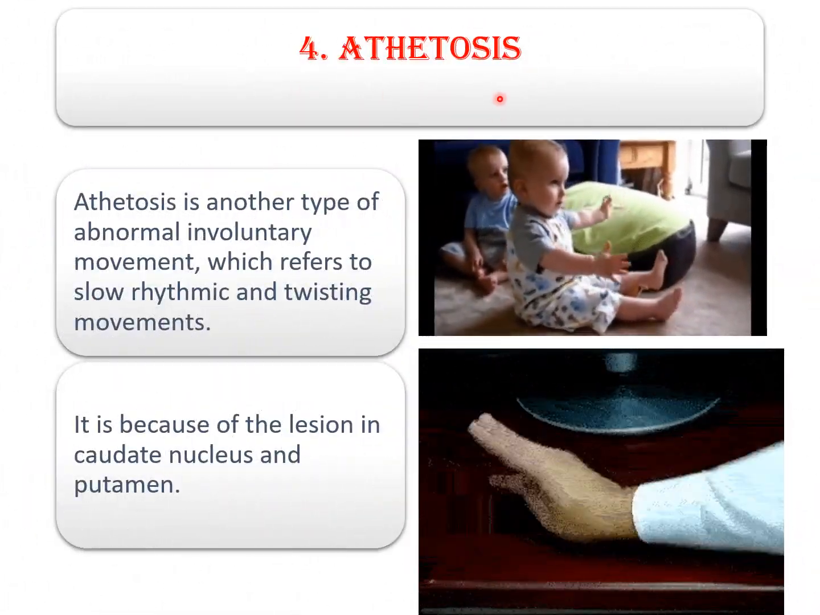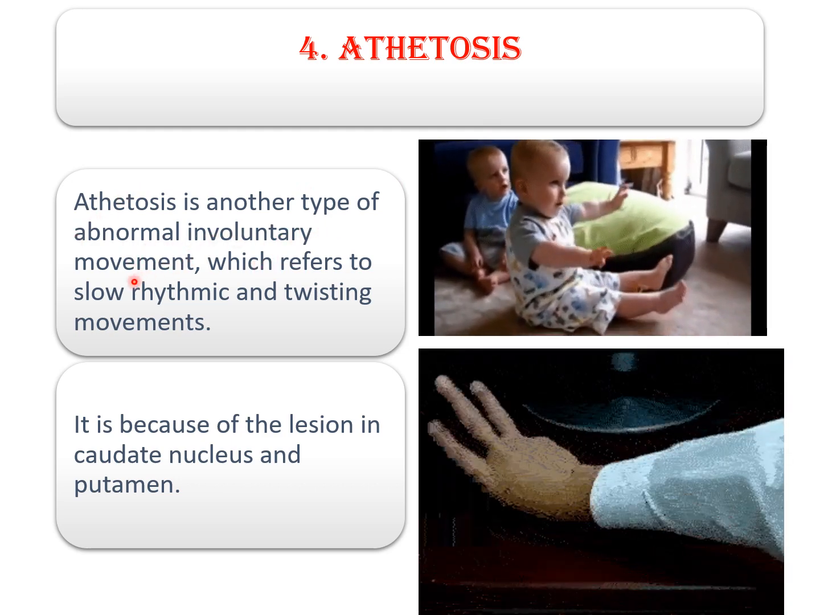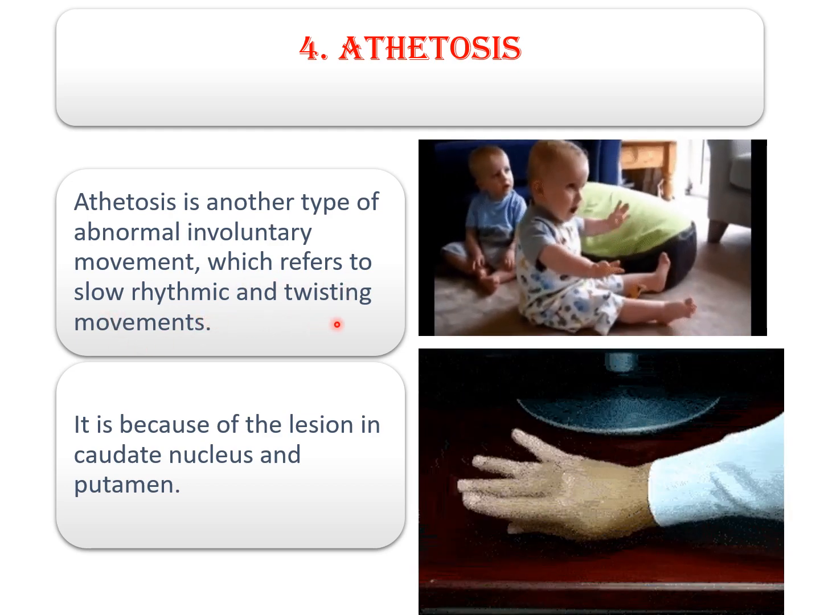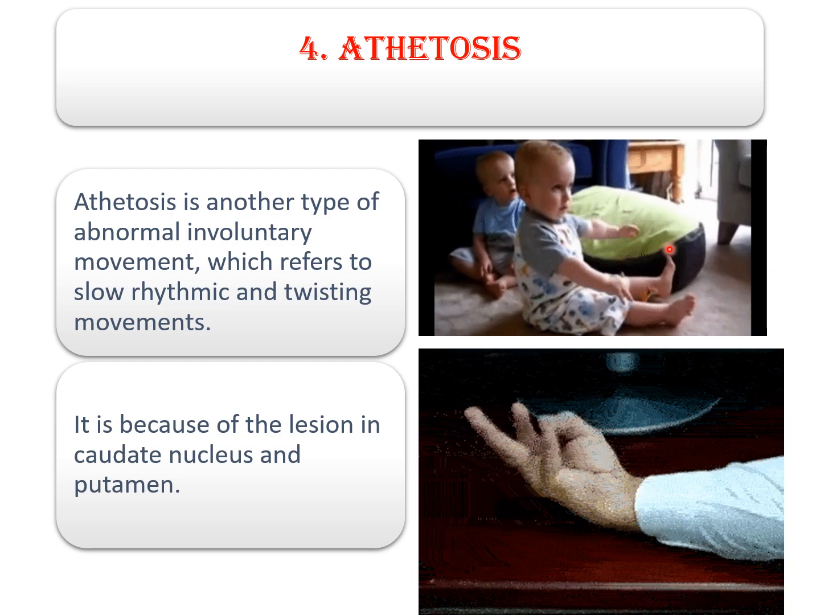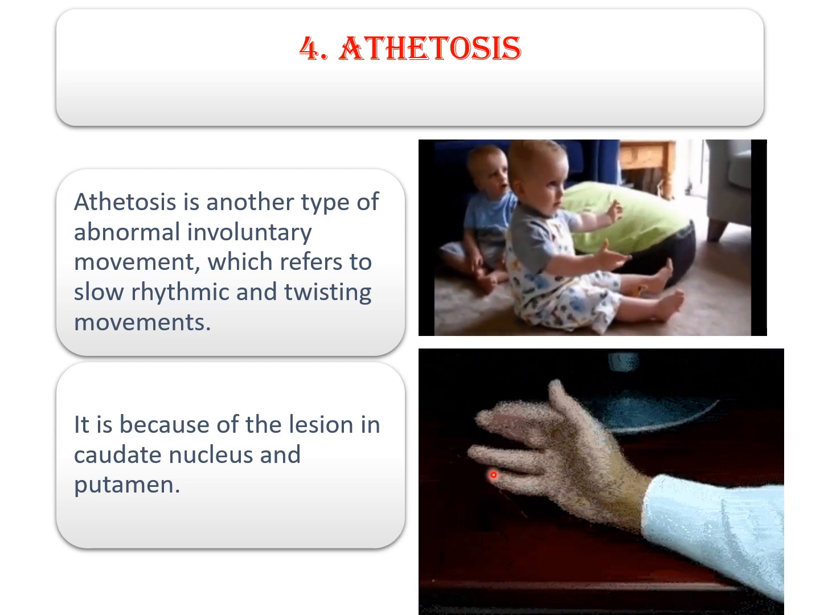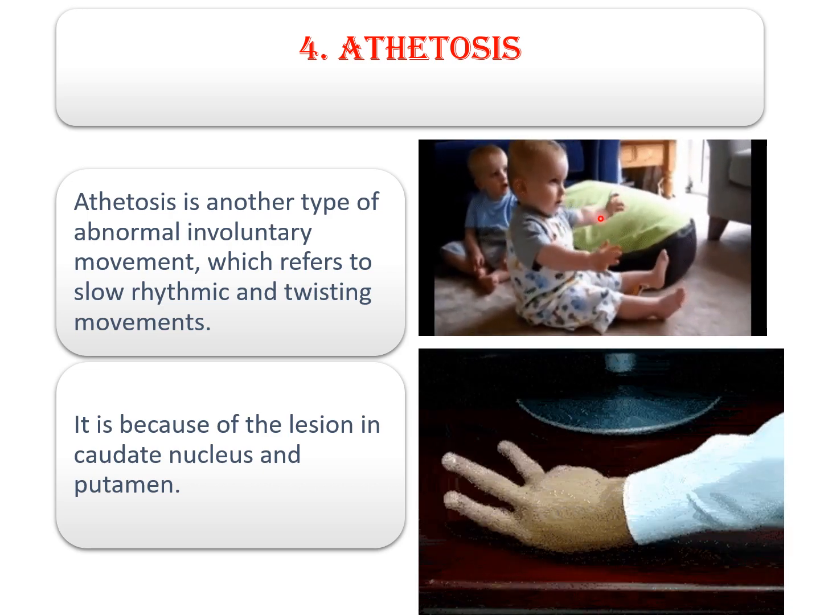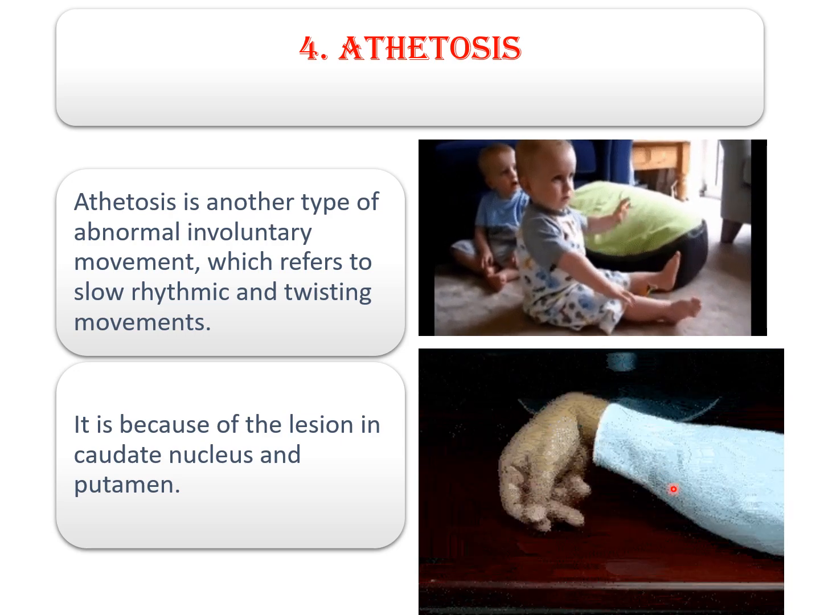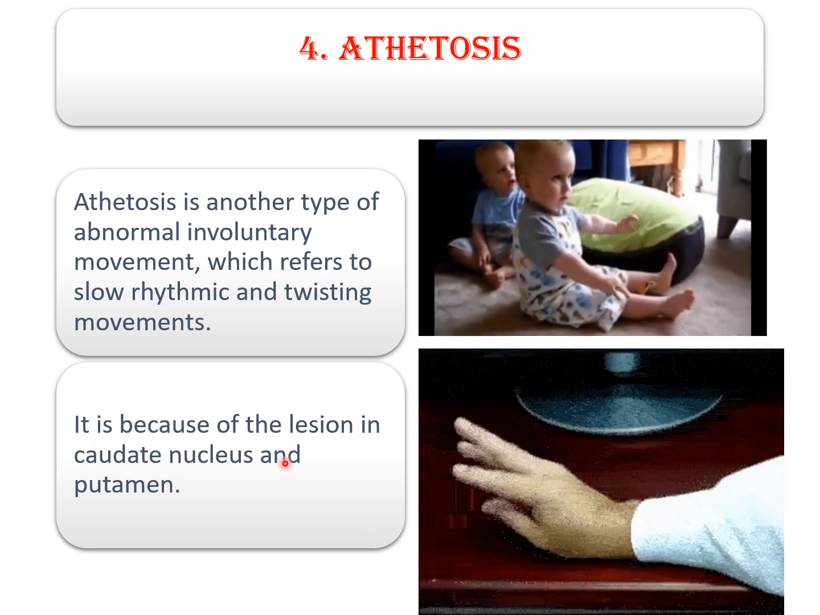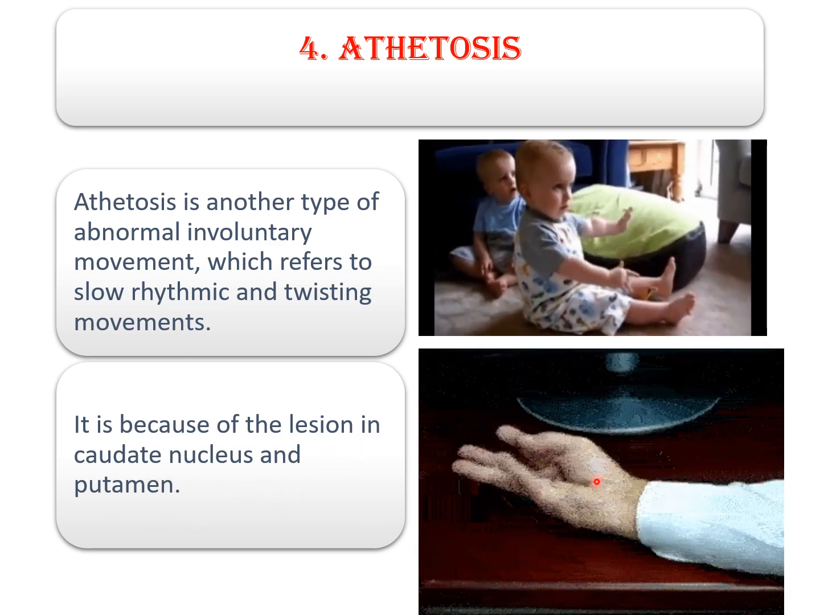Then athetosis. Athetosis is another type of abnormal involuntary movement which refers to slow, rhythmic and twisting movements. You can see very well the slow, rhythmic and twisting movements. You can see it also clearly in this baby's movement and here also. It is because of a lesion in the caudate nucleus and putamen.